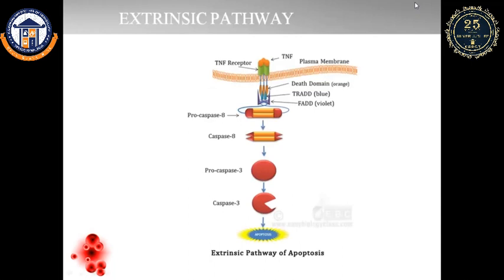In the extrinsic pathway, different types of enzymes such as procaspase 8, caspase 8, and caspase 3 take part in this process. TNF is a receptor, whereas the death domain is in orange color and TRADD in blue color. These all get activated when a ligand binds to the TNF receptor, and FADD activates the procaspase 8 enzyme, and procaspase 8 changes into caspase 8, and then procaspase 3 gets activated into caspase 3, and it goes on to the process of apoptosis. All these processes take place at the plasma membrane during cell death.